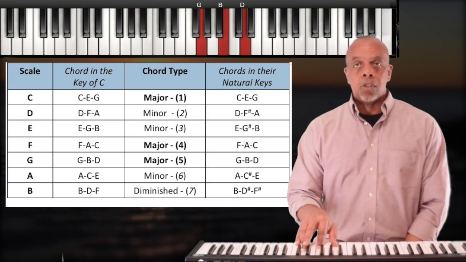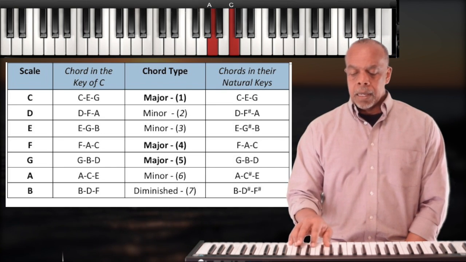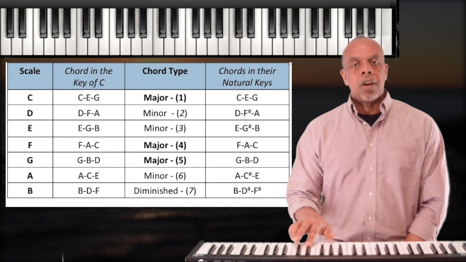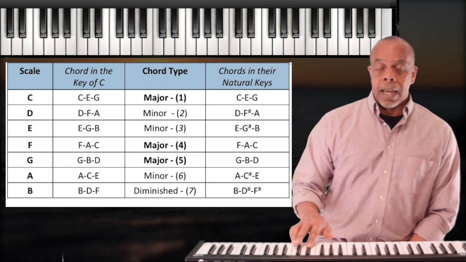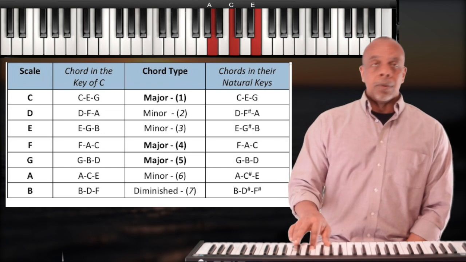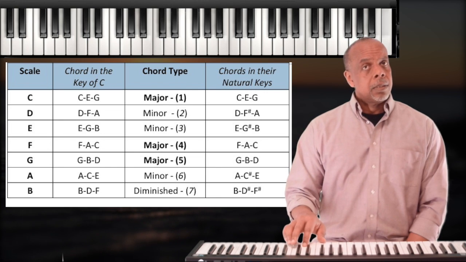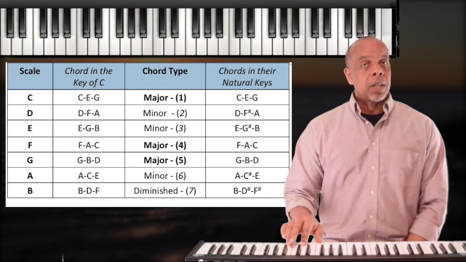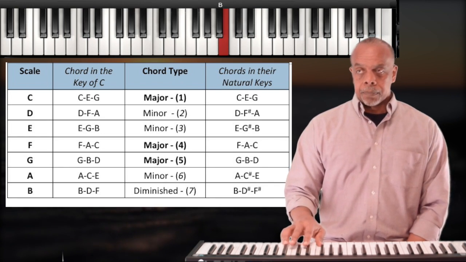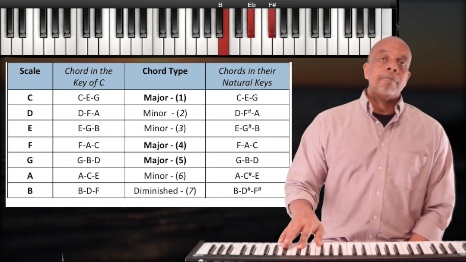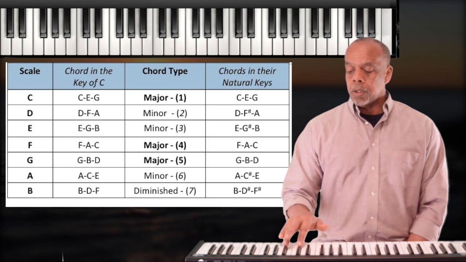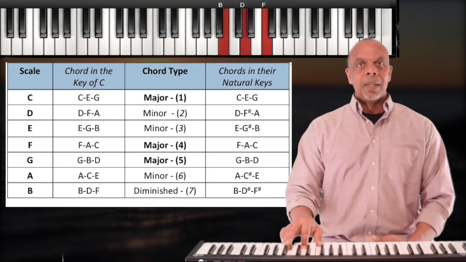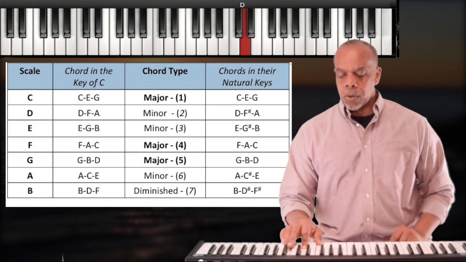So F, we know that one already. G, we know that one already. A, same thing there, A minor instead of A major, because there is not a C sharp or D flat in the key of C. So it's an A minor. And when we get to B, something else happens. Look what happens here, because a regular B chord would be B, D sharp, F sharp. But neither one of those keys, remember, were played in the scale. So I'll lower both of them. And what does that give me? You got it. A diminished chord.